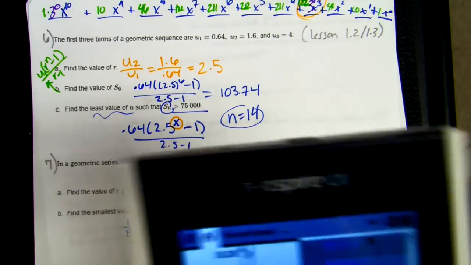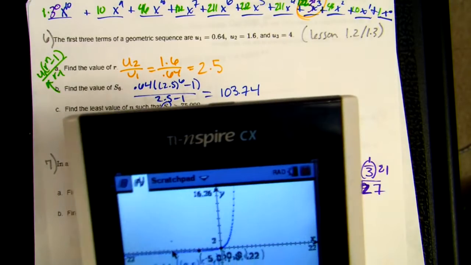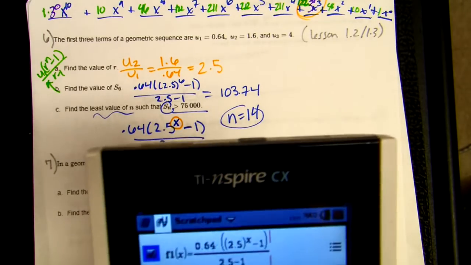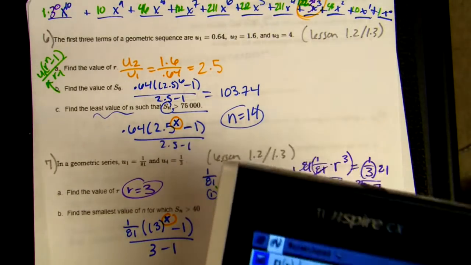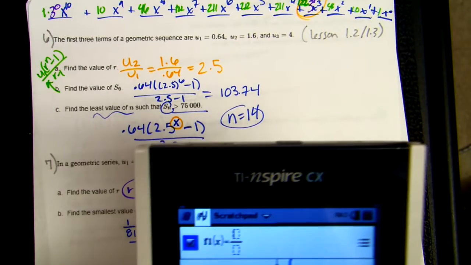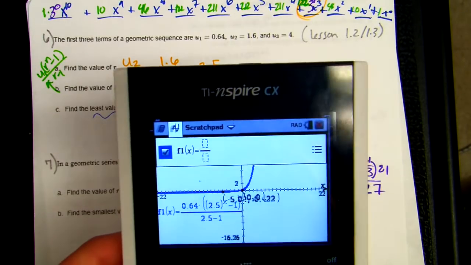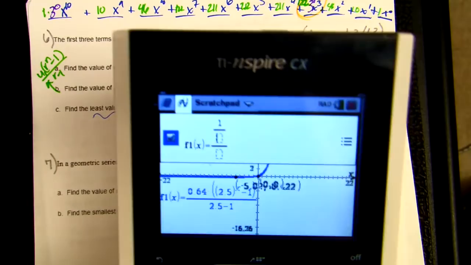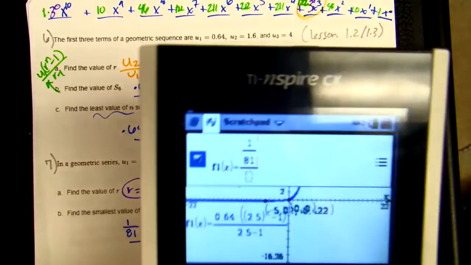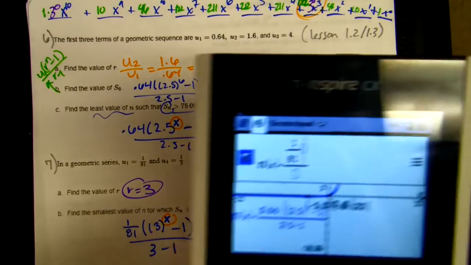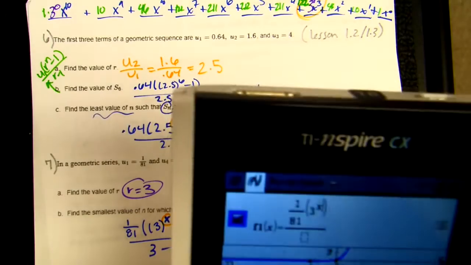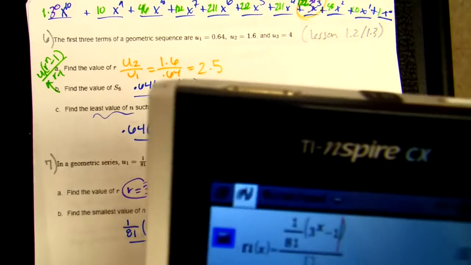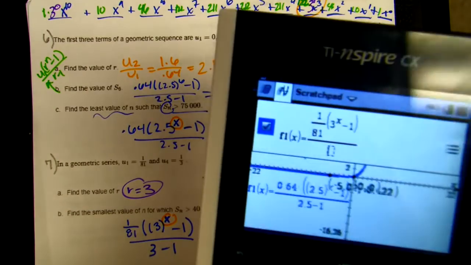So I'm going to get rid of my table, and then I'm going to go back into my equation and delete that so that I can put in the new one. So I have, setting up my fraction bar here, I'm going to set up another fraction bar just because I know I'm going to have trouble, 1 over 81 times 3 to the x power minus 1 over 3 minus 1, which is 2.